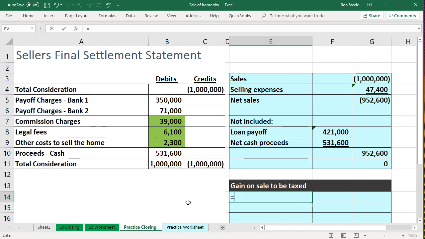What we're going to do is go through the steps of it. I'm going to bring down this information. This is where we're going to start. So we've got the sales. I'm just bringing this information down.